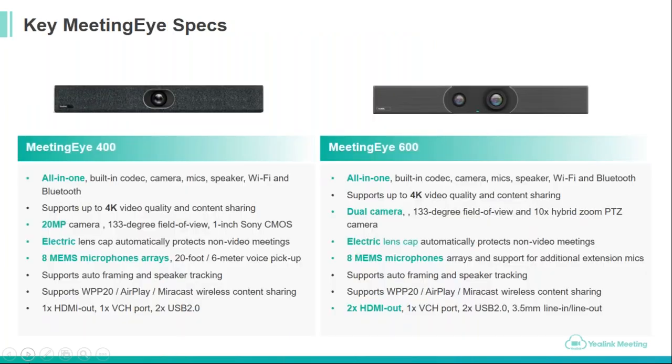And this brings us to the end of our introduction of our 2 new products. You can find more details of them here. The difference between the Meeting i400 and the Meeting i600 is the number of cameras. Besides that, on the interface, the Meeting i400 has one HDMI out, while the Meeting i600 has two HDMI out.